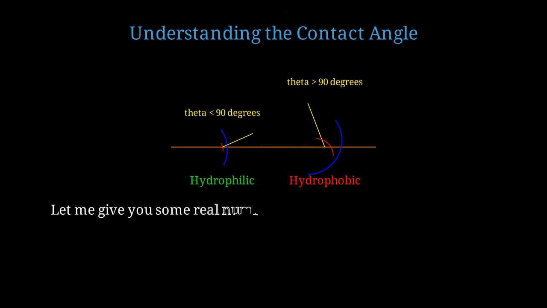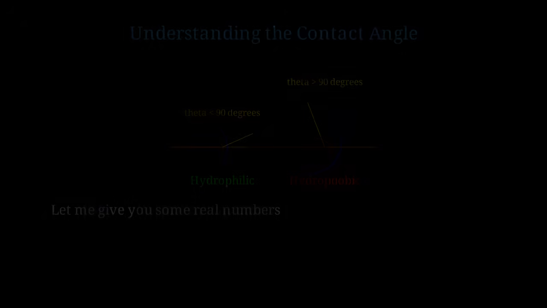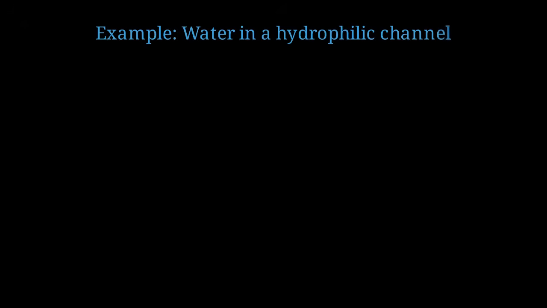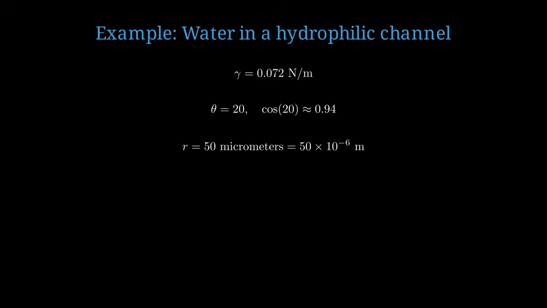Let me give you some concrete numbers to make this tangible. Consider water with surface tension gamma equals 72 millinewtons per meter at room temperature. The contact angle on clean glass is about 20 degrees. Let's calculate the capillary pressure in a channel with radius 50 micrometers. Gamma equals 0.072 newtons per meter. Theta is 20 degrees, and cosine of 20 degrees is approximately 0.94. The radius r is 50 micrometers, which equals 50 times 10 to the minus 6 meters.